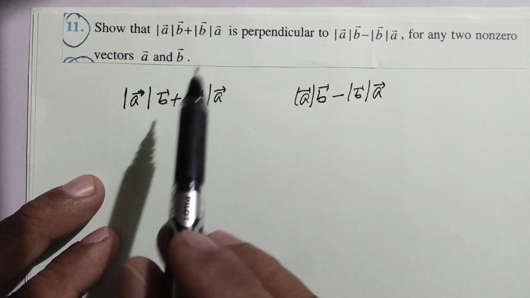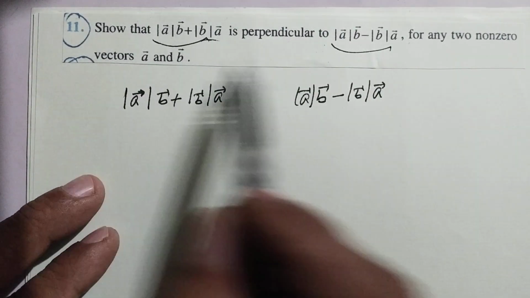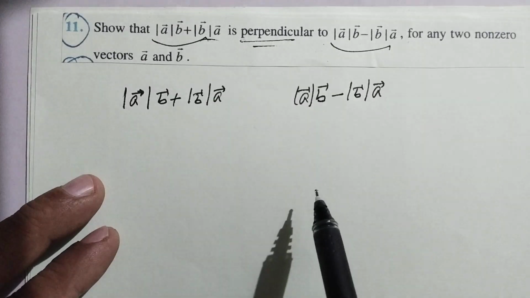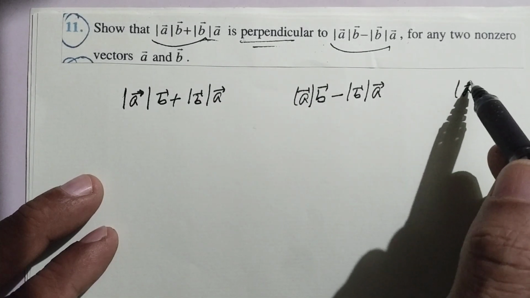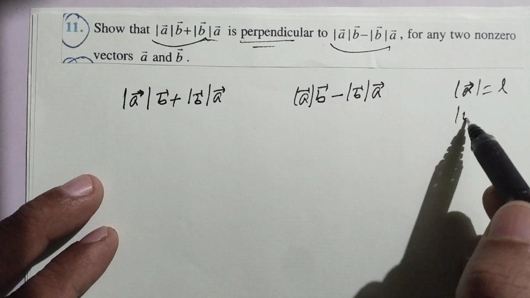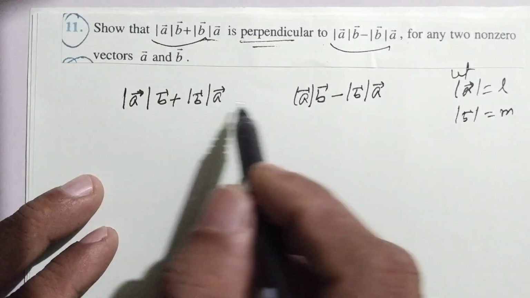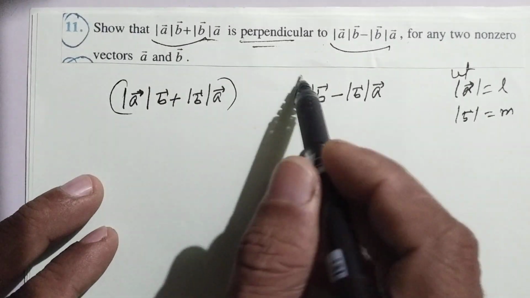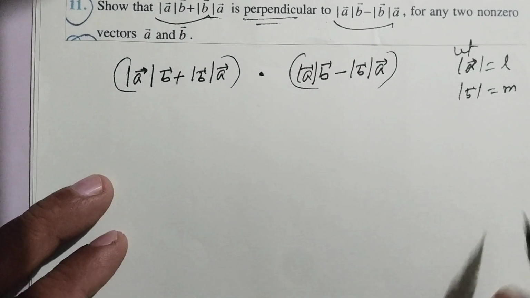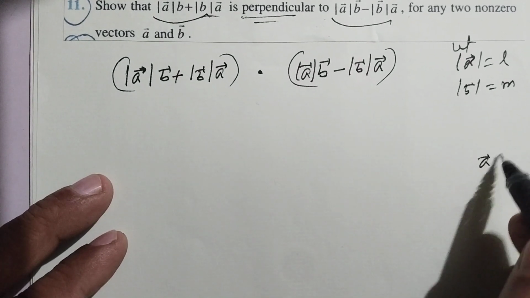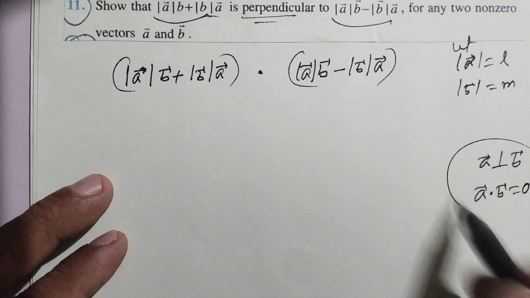Next question number 11. These are the two vectors given. These two vectors we are asked to show that they are perpendicular. To make it easier, let magnitude of a be represented by L, and magnitude of b let it be M, so that it will be easier. And we are asked to show that this vector and this vector are perpendicular, that means we have to show that their dot product is 0. We have learned before, if two vectors are perpendicular, then their dot product must be 0.